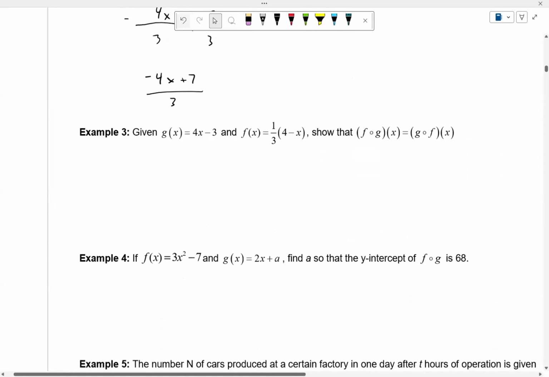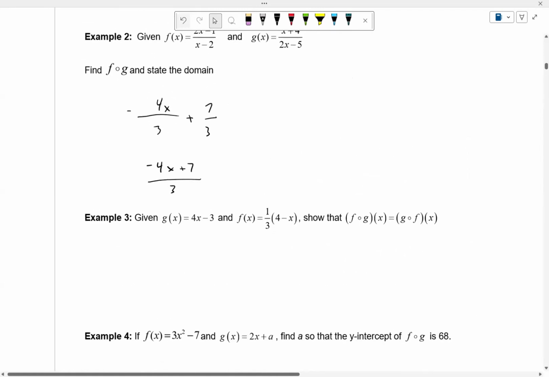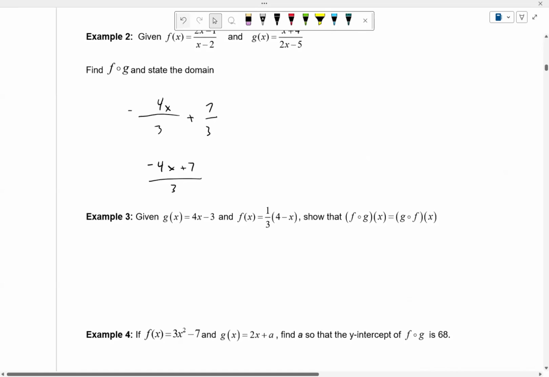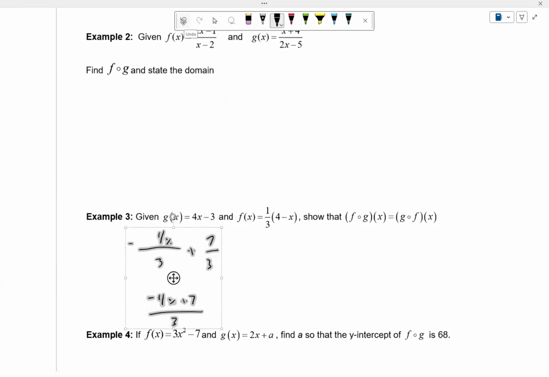Okay, example 3. Oh, I already did example 3. I just wrote it in the wrong place. I was wondering. I had a little deja vu right there. Okay, there we go.